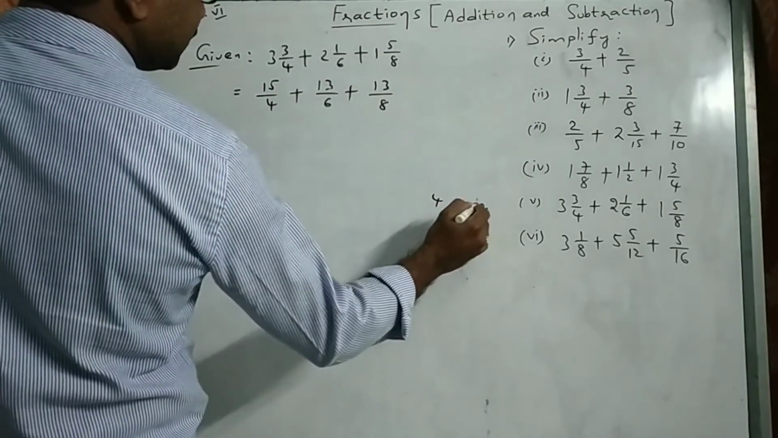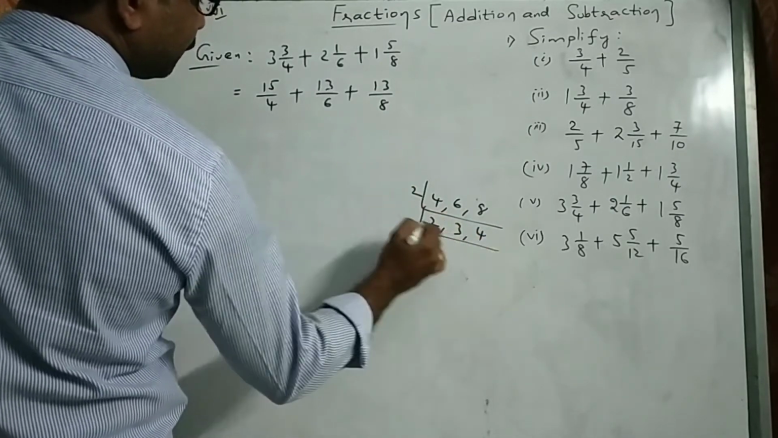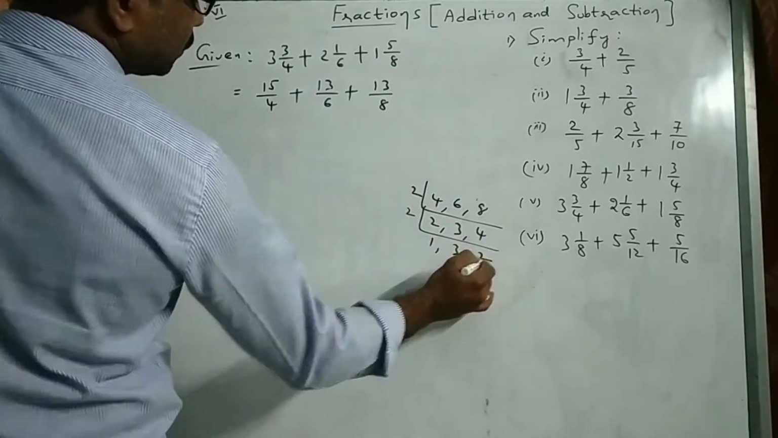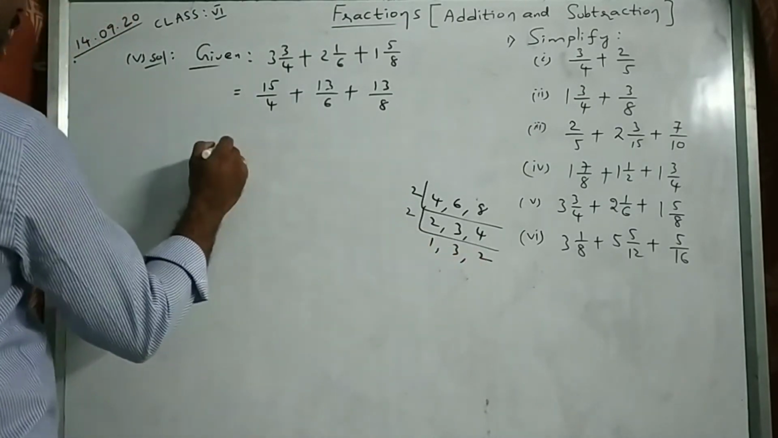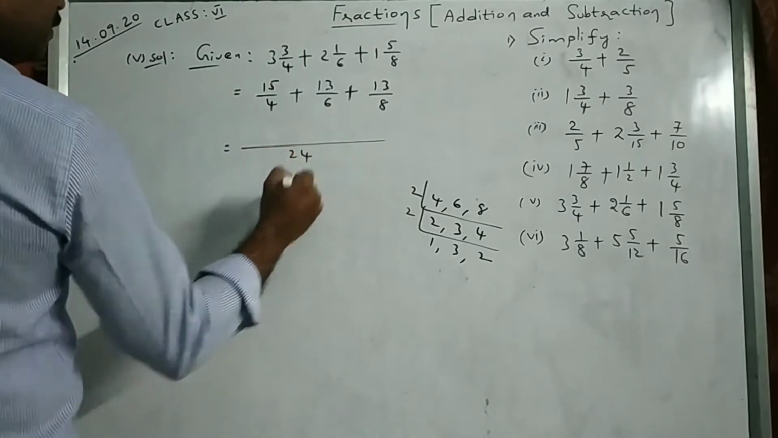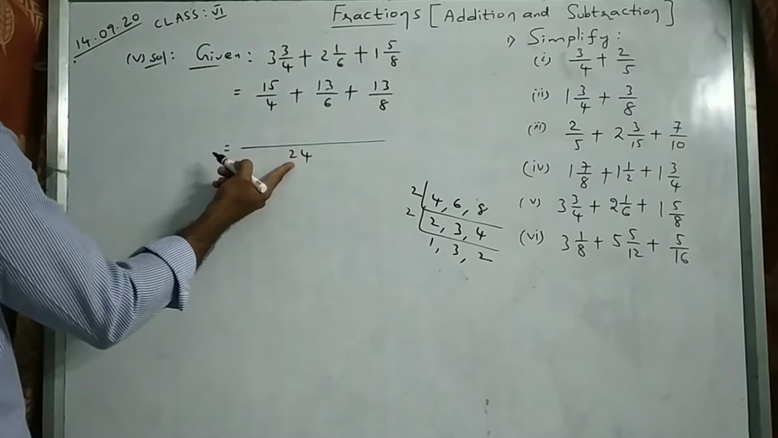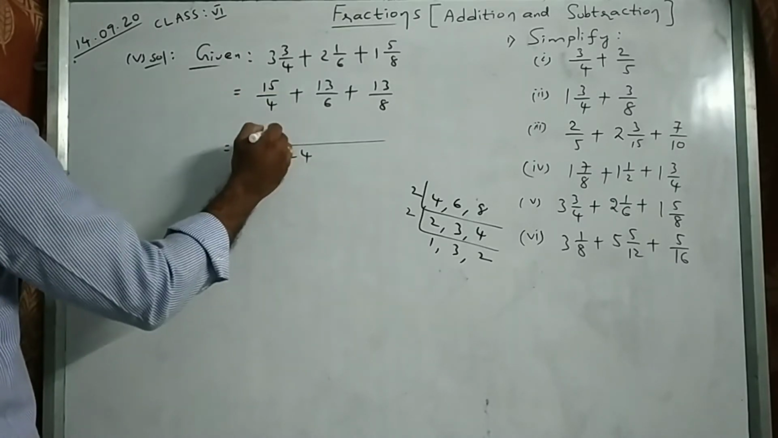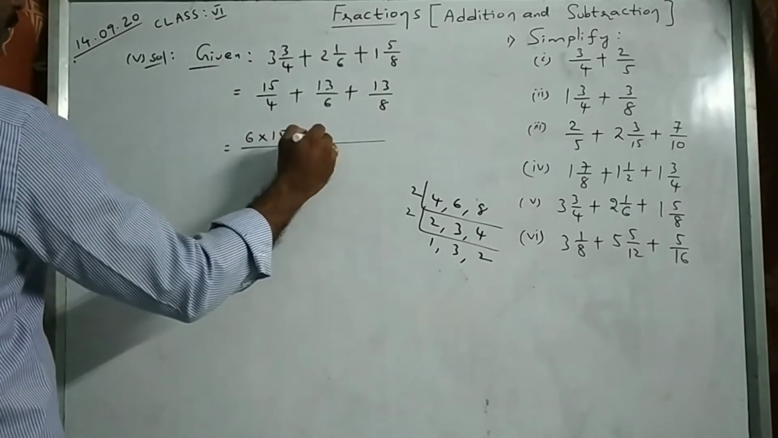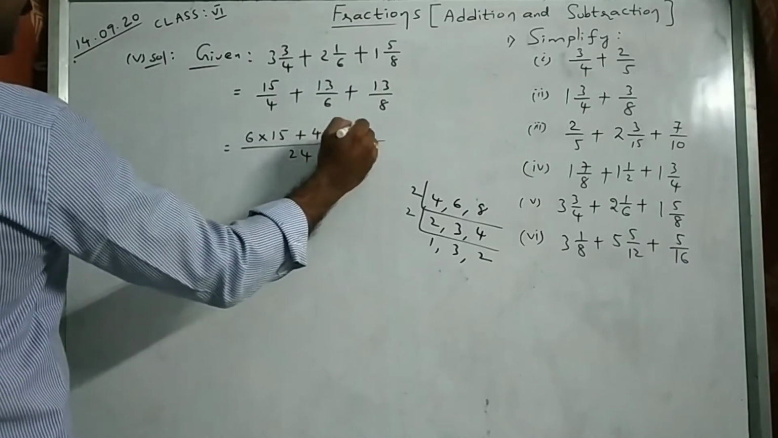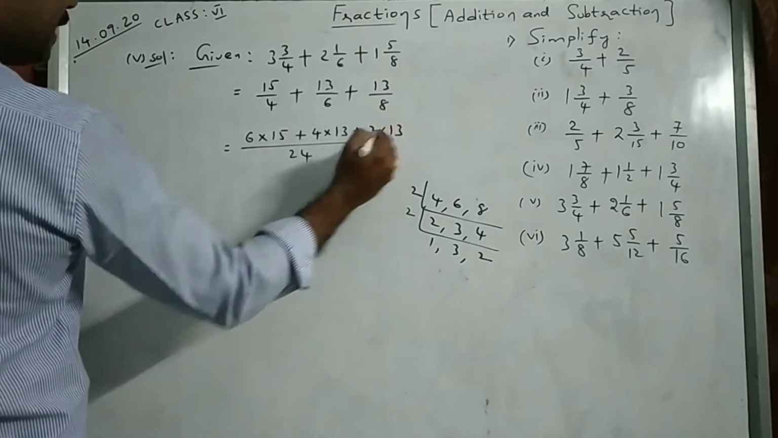Now take the denominators here. 4, 6, 8. What is the LCM? 2 2s, 2 3s, 2 4s, 2 1s, 2 2s. What is the LCM now? 2 2s are 4, 4 3s are 12, 12 2s are 24. What is the LCM of the denominators? 24. 4 how many times does it go? 6 times. Into numerator 15. Plus 6 4 times into numerator 13. 8 3 times into numerator 30.